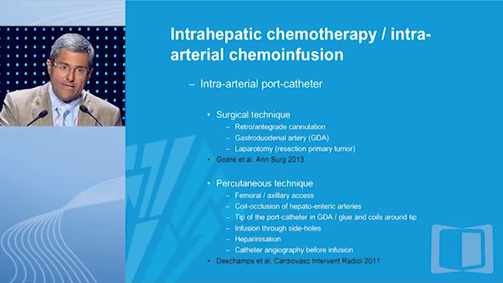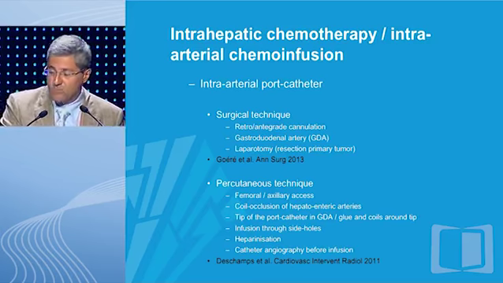And then the port catheter has to be placed with its tip in the gastroduodenal artery. There it will be fixed by coils and glue, so that your chemotherapeutic agent will go through the side holes, which are located in the proper hepatic artery. And then, of course, before each session of intrahepatic chemotherapy, you have to control your port catheter by an angiography.